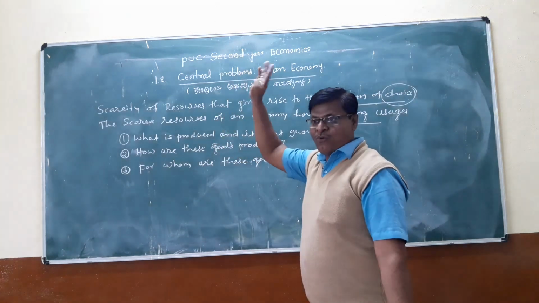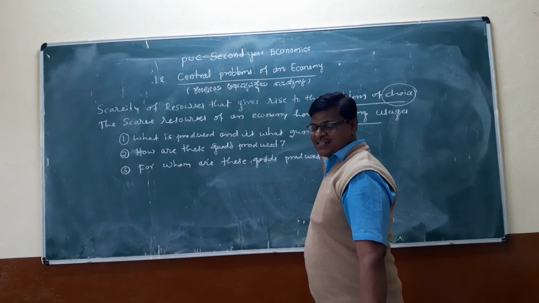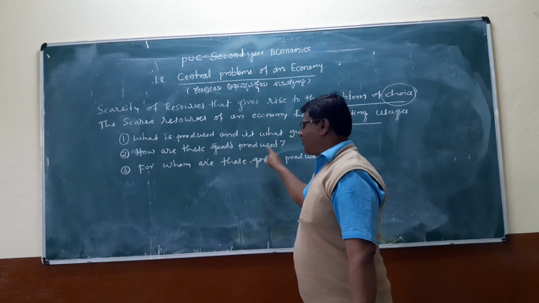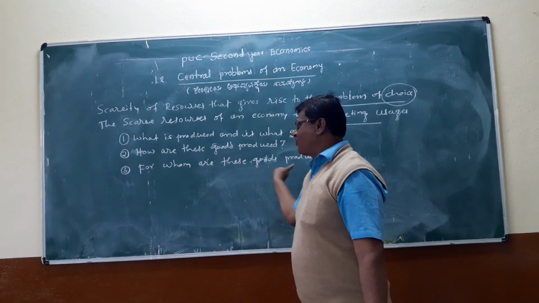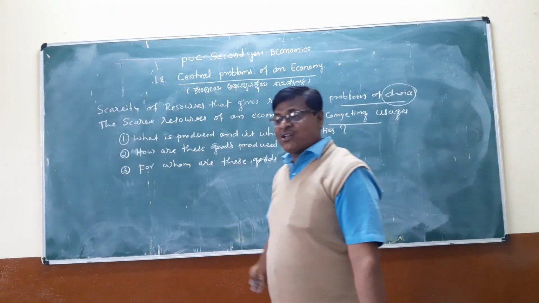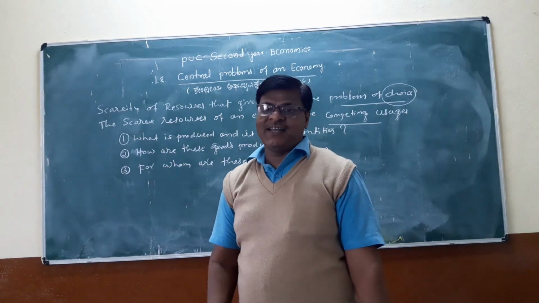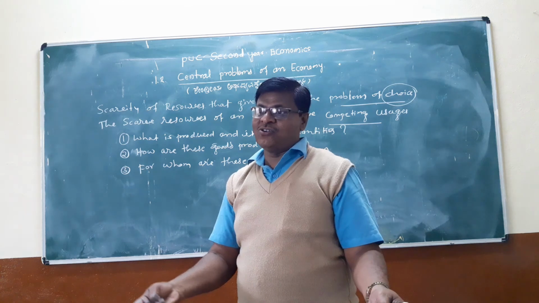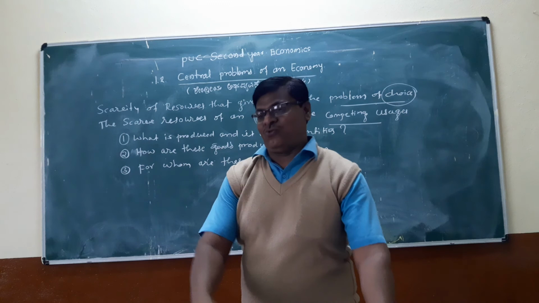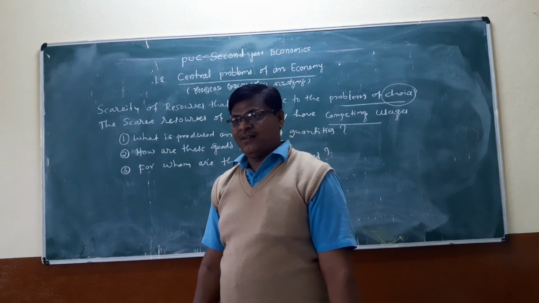The first problem is what to produce and in what quantities. Second, how to produce, or how these goods are produced. And the third one is for whom to produce, or for whom these goods are produced. These are the most important problems faced in the economy. So the society has to decide what to produce, how to produce, and for whom to produce. This is the central problem of an economy. Understand?